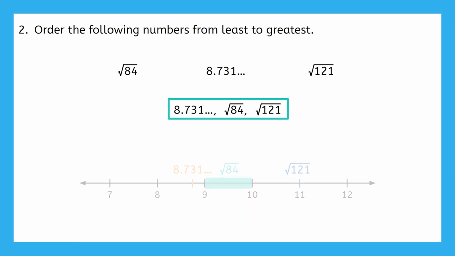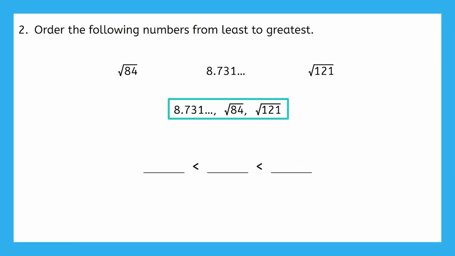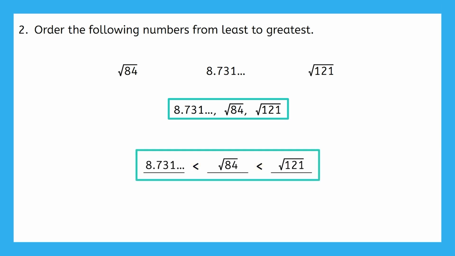We can also write this answer as a mathematical statement with 2 inequality symbols. What order should the numbers go in? Since both symbols are less than symbols, the numbers go in the same order as when we listed them from least to greatest. This shows that 8.731... is less than both of the other numbers, and the square root of 84 is only less than the square root of 121.